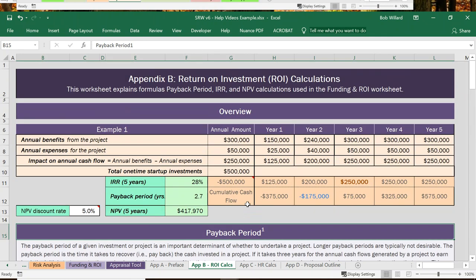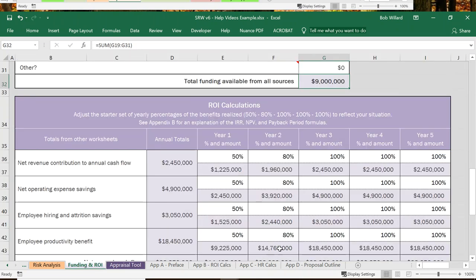And if there's any difference between the way the worksheet's doing it and the way they do it, change the worksheet to agree with the way they do it. They are in the driver's seat on how these calculations should be done. This is just sort of a general starter set on how they might be done as well. So let's go back to the funding and ROI worksheet and explore this a bit more.